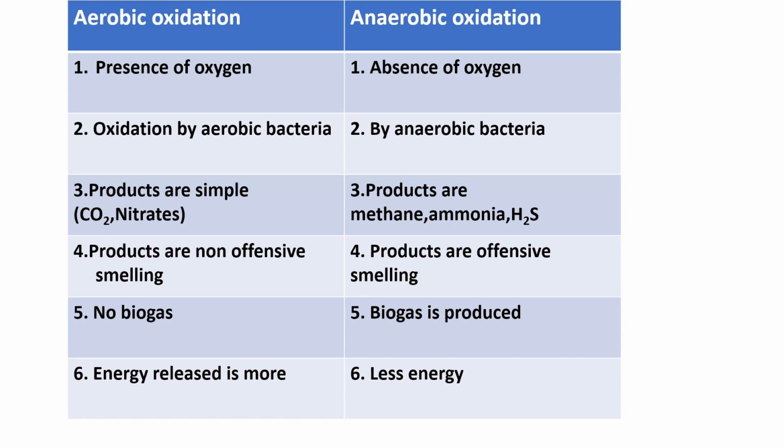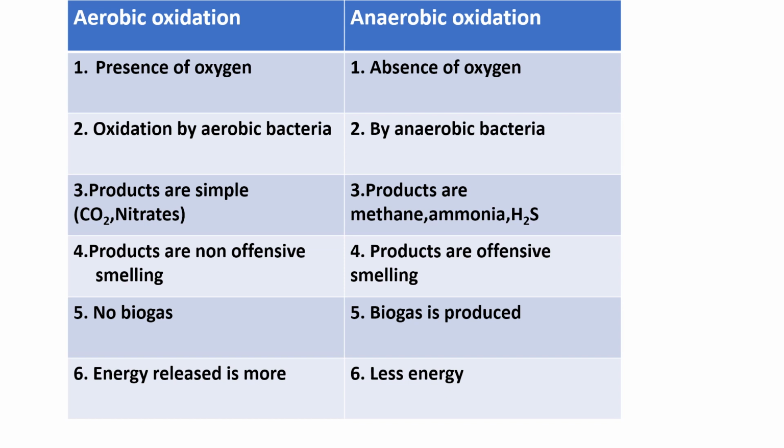Third difference, the products of aerobic oxidation are simple products like carbon dioxide, nitrates, etc. But the products of anaerobic oxidation are much more complicated, products like methane gas, ammonia, hydrogen sulfide, etc. So aerobic oxidation products are simple and anaerobic products are methane, ammonia and hydrogen sulfide. Then fourth difference: in aerobic oxidation, the products are simple and non-offensive smelling.